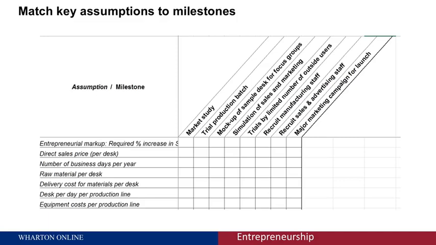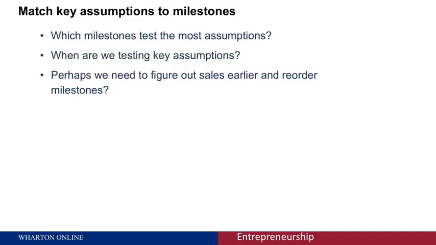We're going to fill in this chart, and this is something you should take some time to do now, to think about when something like direct sales price per desk could be tested. In this case, we certainly could test it in the market study. And we could probably test it in the mock-up of the sample desk for focus groups and the simulation of sales and marketing. So is that where we want to test this? We have to think about that. And you're going to figure out your key assumptions and key milestones by thinking about which milestones test the most assumptions and how early or late this is in the process of starting our business.